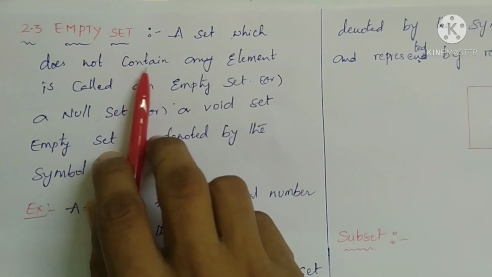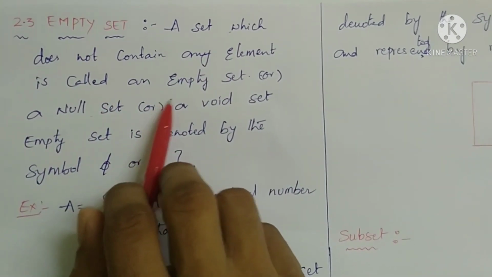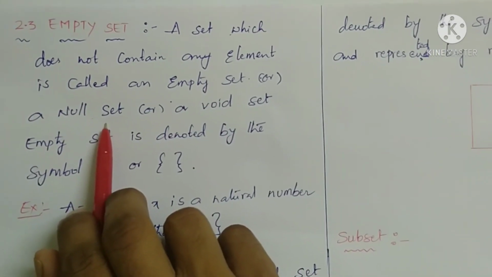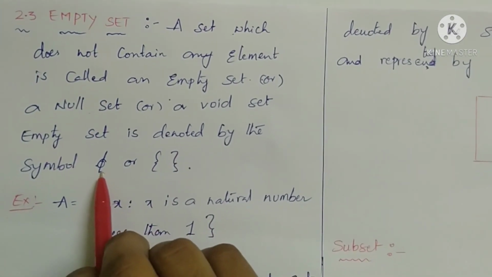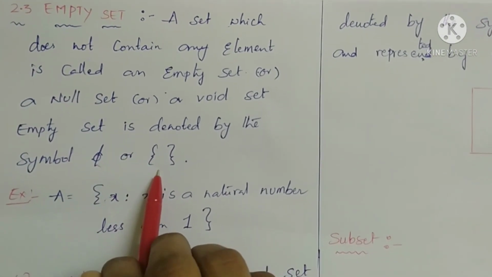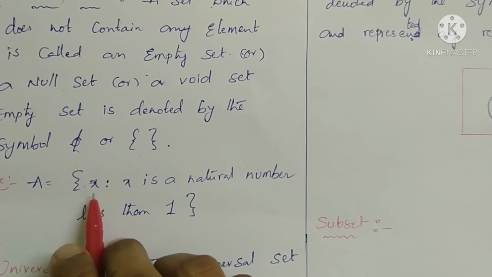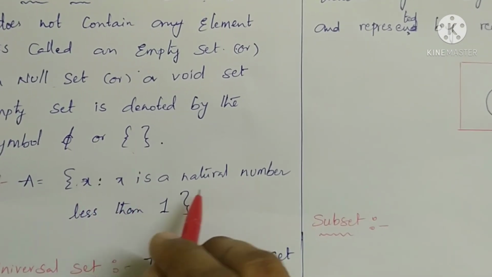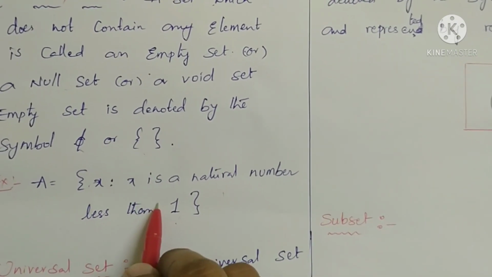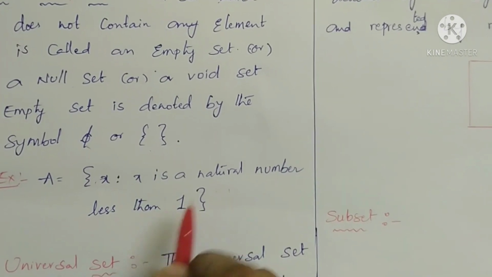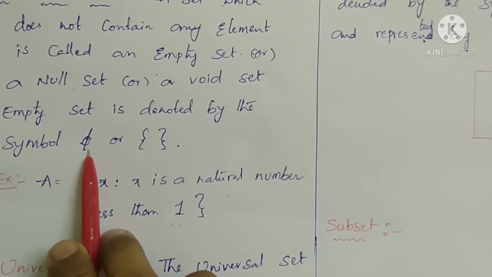A set which does not contain any element is called an empty set, or a null set, or a void set. This is denoted by the symbol phi or empty brackets. Example, this is the set builder form: A = {x such that x is a natural number less than 1}. There is no natural number less than 1, right? So it is an empty set. We can denote it by the symbol phi.